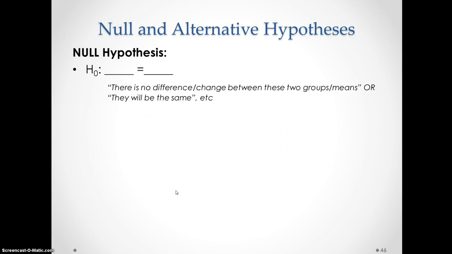So there's two main types of hypotheses, and we'll talk about them. The first one is called the null hypothesis, and this one we mark with an H subscript 0. This basically means, in words, that there is no difference or change between the two groups or means. And if you think about what that means, if there's no difference, then you could also say that they will be the same. And we know we use the equal sign to mean the same. So we're talking about one group having a mean that equals another group, and that's the null hypothesis.